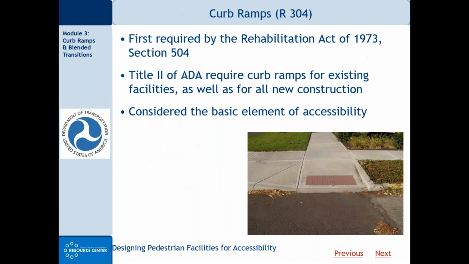They were first required back in '73, and as I said yesterday, they are considered the basic element of accessibility, so they really should be a top priority in our work, that we should have curb ramps to allow people to move between the sidewalk and the street, and the sidewalk.